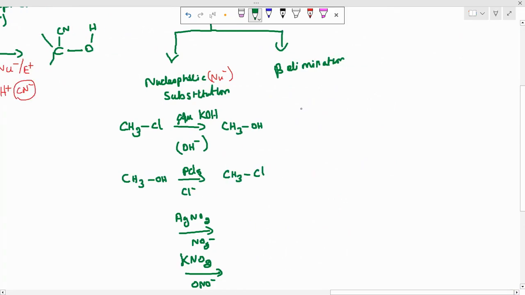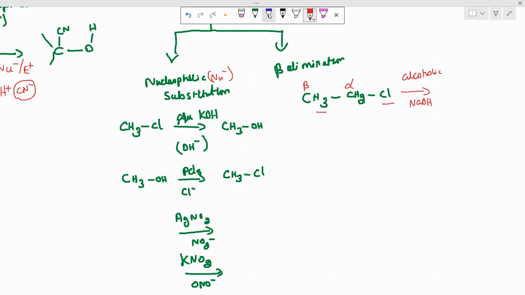But beta elimination, in the case of alkyl halide, look at this. Why have I taken a 2 carbon alkyl halide? Because the alkyl halide only is having a beta position. This is alpha, this is beta position. This hydrogen and this Cl will be eliminated by the addition of an alcoholic base. I think you know about the active species here. Alcoholic base means alcoholic NaOH or alcoholic KOH. Anything you can add. If you have added this, this H and Cl will be eliminated. Then CH2 will be there, CH2, with a double bond between the alpha and beta carbon.